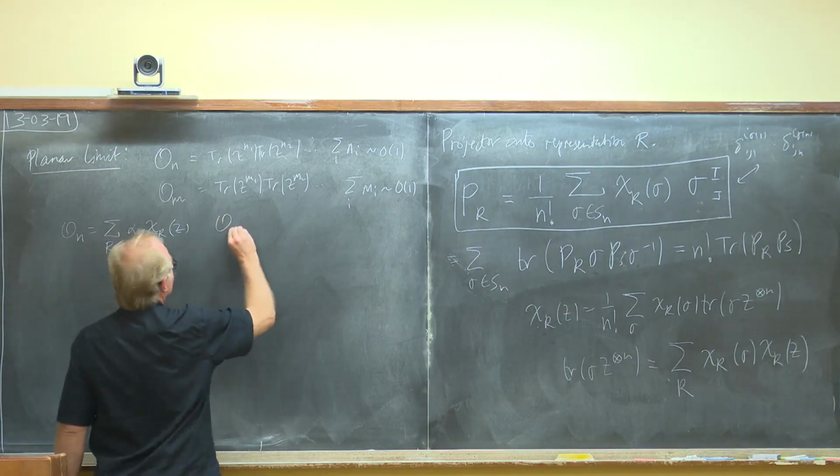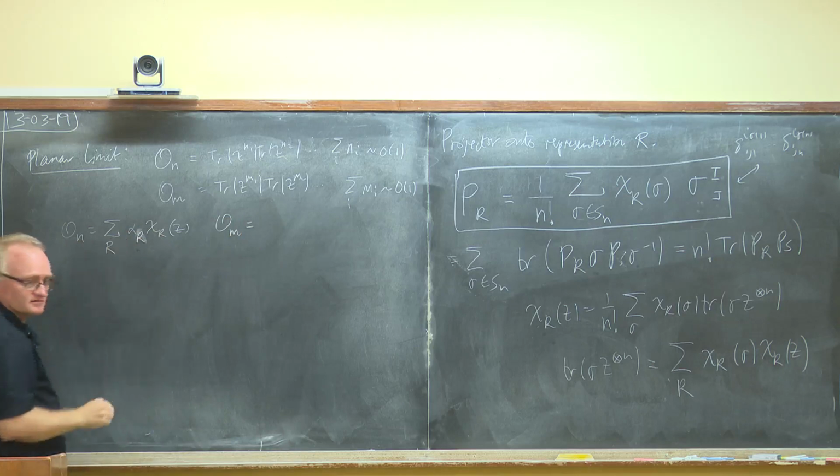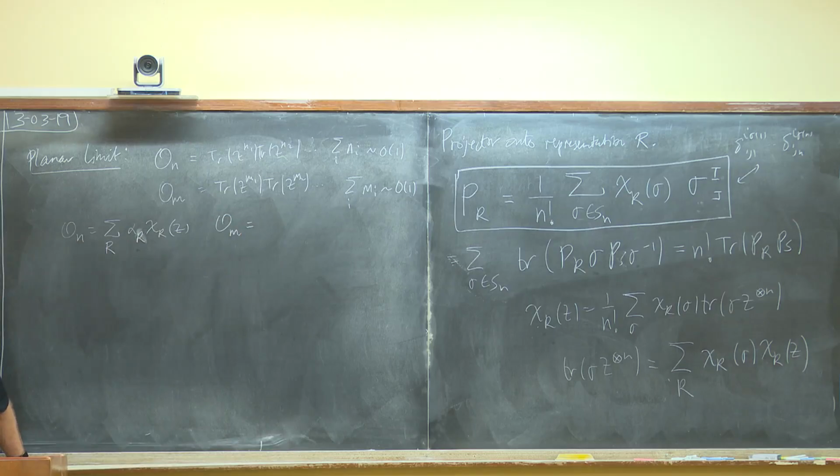And then over here, of course, this would be... This formula I'm thinking of as giving a formula for the character in representation R in terms of polynomials of the character, or polynomials of the representation matrix in the fundamental representation. Yes, that's right. Yep, absolutely.